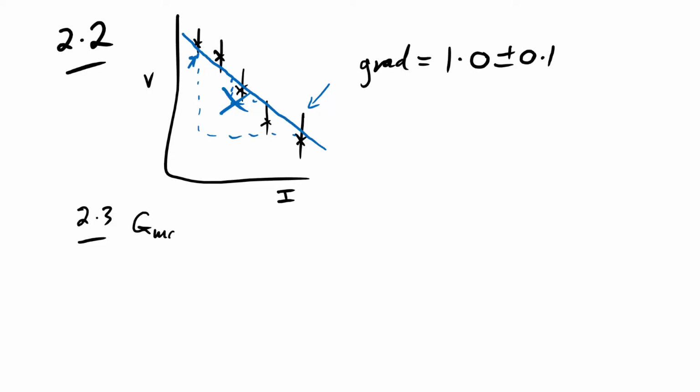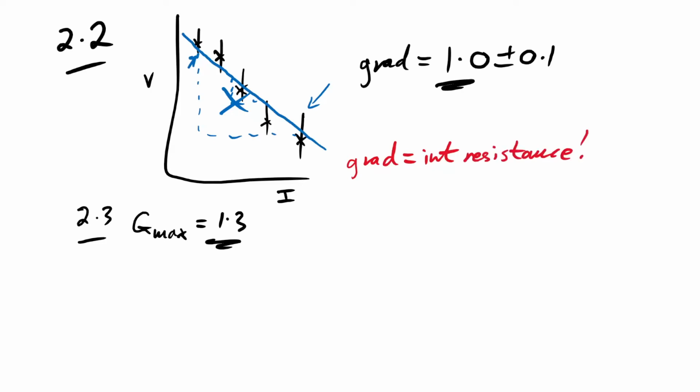2.3, we're told that the maximum gradient is 1.3. So then we're going to use these two values to find out what the internal resistance of the cell is. Of course, we know that the gradient is equal to internal resistance. So therefore, whenever we have a minimum and a maximum gradient, we're going to take the mean.